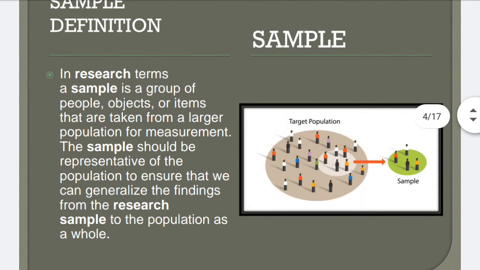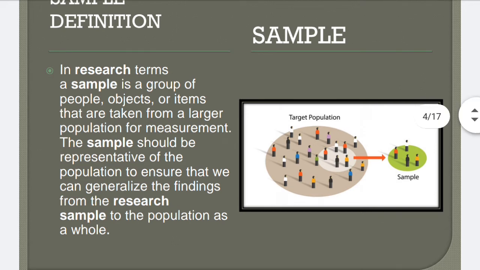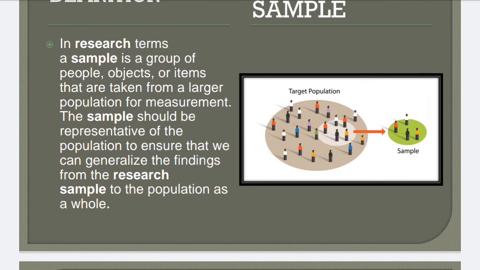In research terms, a sample is a group of people, objects or items taken from a larger population for measurement. The sample should be representative of the population to ensure that we can generalize the findings from the research sample to the population as a whole. Simply, a part of a population, or any part of a population that truly represents the population, is called a sample. For example, the total corona cases of our country is the population, but we separate some cases as our sample.